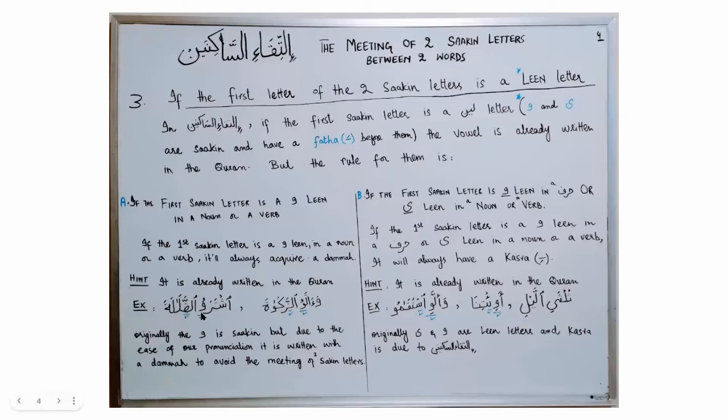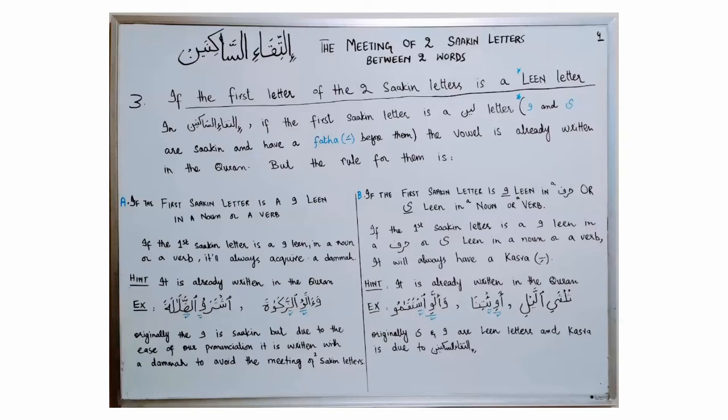So this waw is a lean letter. Originally this is sakin, but due to Iltiqa'a Sakinain, the waw acquires a dhamma. If you see in this example, وَآتَوُا الزَّكَاةَ. This waw is originally a lean letter, but due to Iltiqa'a Sakinain, this waw gets a dhamma, and then we can recite it easily like this, وَآتَوُا الزَّكَاةَ. And you will find the dhamma already written on the waw in the copies of the Quran.